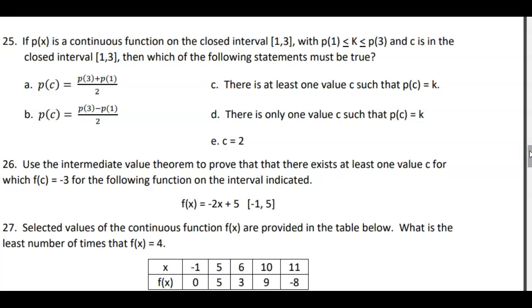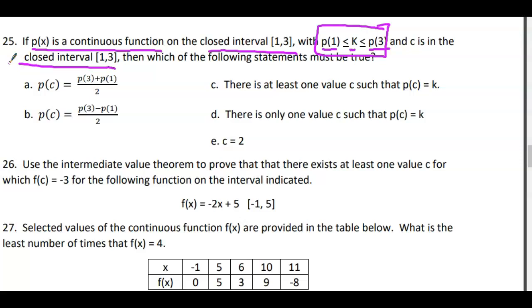So, if p of x is a continuous function on a closed interval 1 to 3, and p of 1 is less than or equal to k, which is less than or equal to p of 3. Right there, there's your classic IVT. If you see that, you guys should think IVT right away. If you did the extra credit on squeeze theorem, that also kind of looks like that a little bit, but there's your classic IVT setup. And c is in that interval, then which of the following statements must be true?